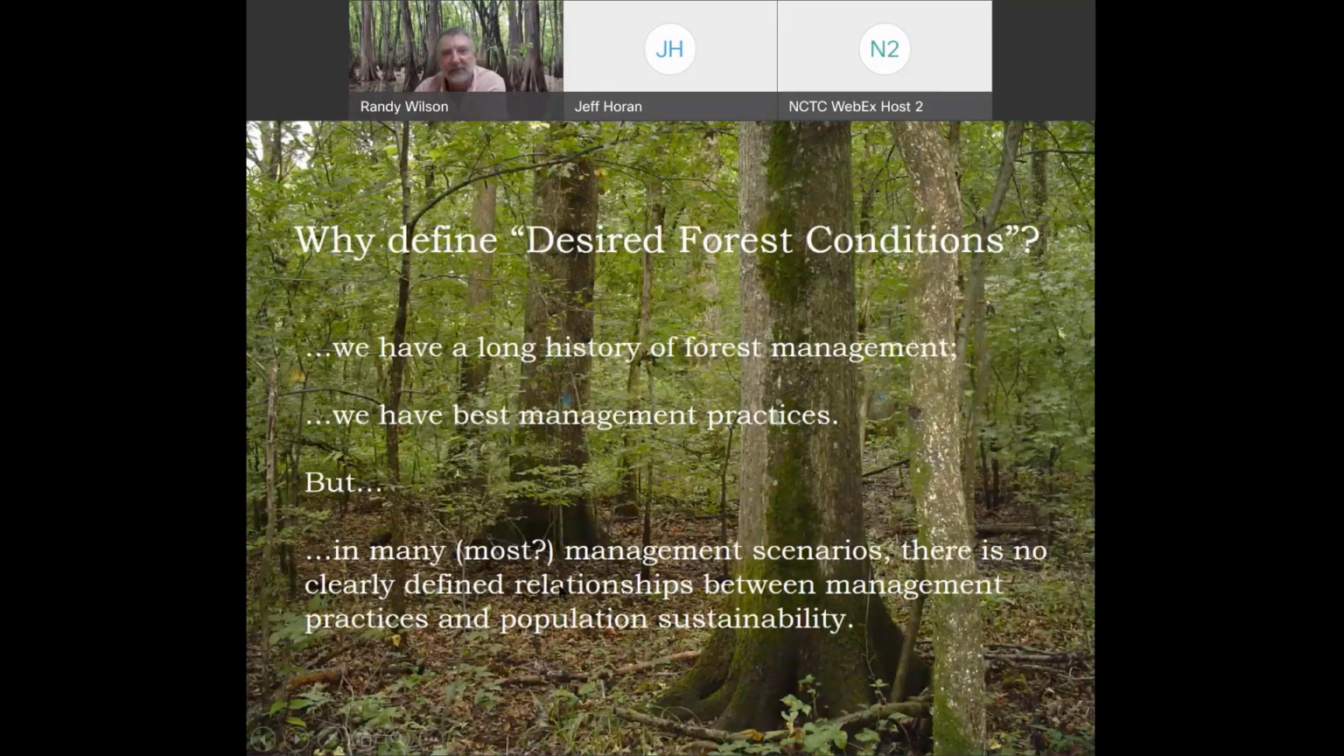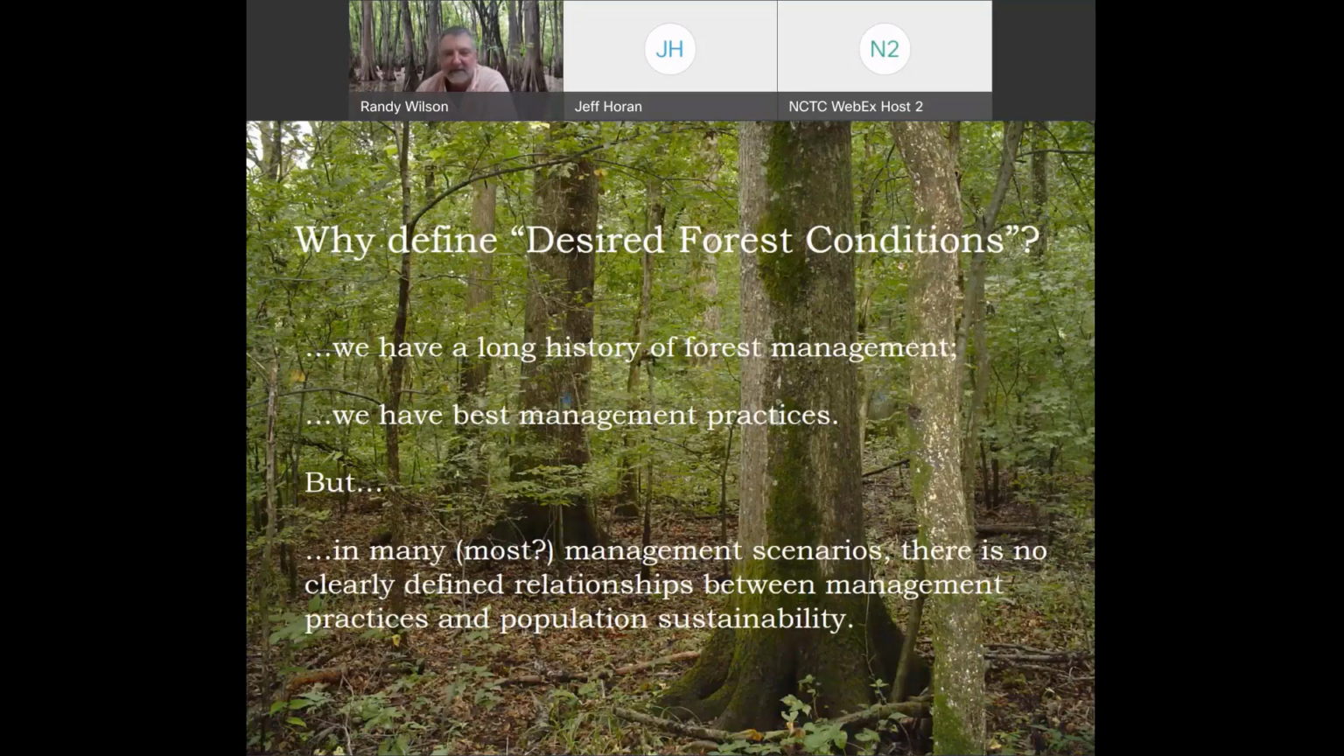And so the term desired forest conditions was put on the table. I don't know if that's the best phrase to use, but it's kind of what we're using. It's the desired forest conditions for wildlife, or in this case, for breeding birds, that we're talking about. So why define these? We have a long history of forest management. We've been cutting trees for a long time. Nearly everybody's got best management practices in play.